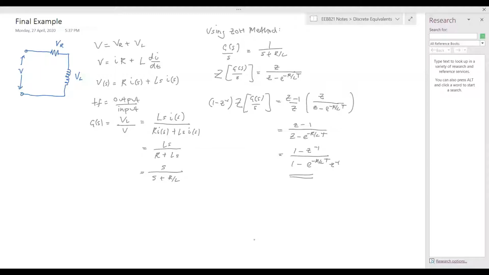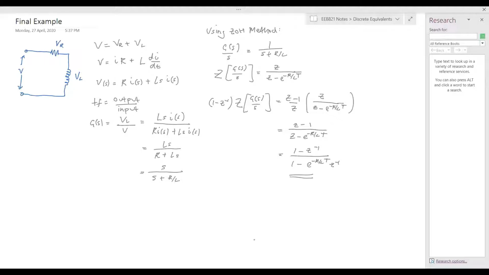V, which is the input voltage, would be equal to VR, the voltage across the resistor, plus VL, the voltage across the inductor. The voltage across the resistor is I times R, where I is the current flowing in this circuit, plus the voltage across the inductor, given as L times di over dt. If you do a Laplace transformation of this, you would get V of S equals R times I of S plus L S times I of S. Probably this I should be capital.